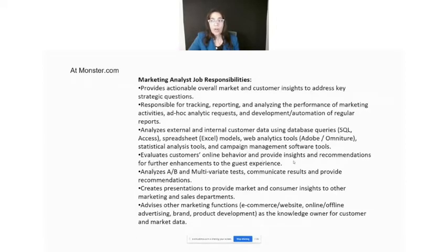Evaluate consumers' online behavior, provide recommendations. Analyzes A/B and multivariate tests for websites and communicates recommendations as well. Create presentations to provide insights as well as to present to other departments, as well as advises other marketing functions as the knowledge owner for consumer and market data. This is a huge charter, right? So I agree. It definitely needs to be paid more.